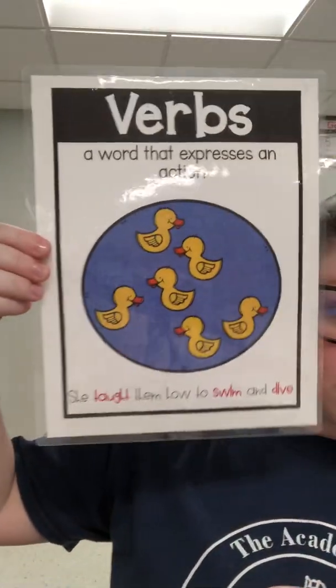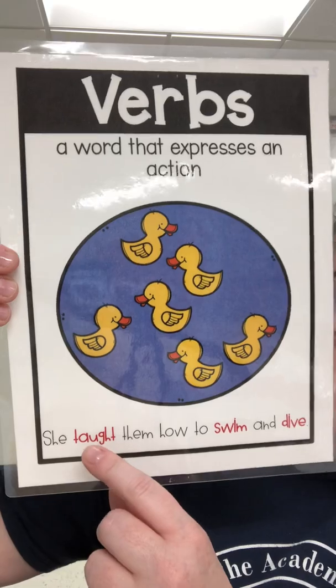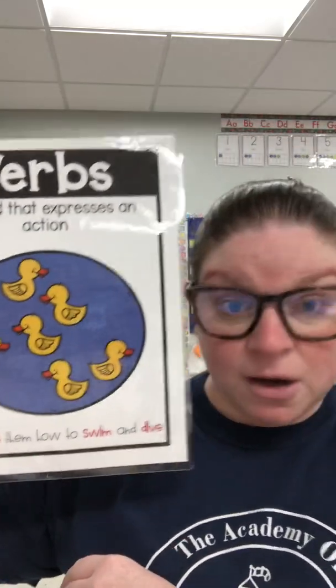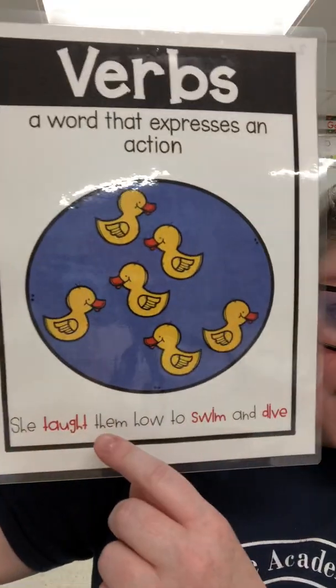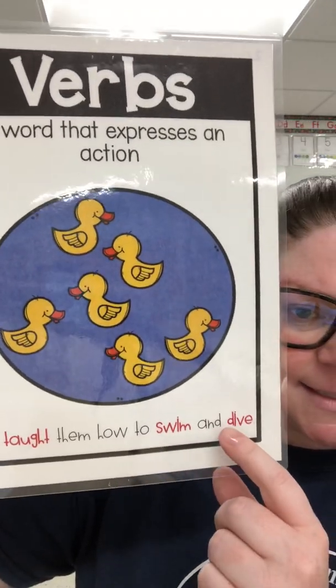She taught them how to swim and dive. In that sentence, we're learning about a mother duck that we'll read about in our story this week, and how she taught them to swim and dive. Let's look at those words. The ones that are in red are the verbs in this sentence. So she taught. If she taught them, that's an action. She taught them how to swim and dive.